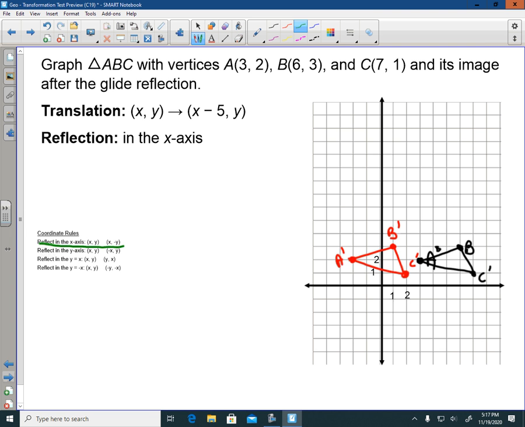A prime, if you count 1, 2 to the x-axis, so 1, 2 out the other side for A double prime. B is at 1, 2, 3 from the x-axis, so 1, 2, 3, B double prime. C is 1 away, so 1 out the other side gives you C double prime. And there you have your composition. And that's what it looks like when you're done.